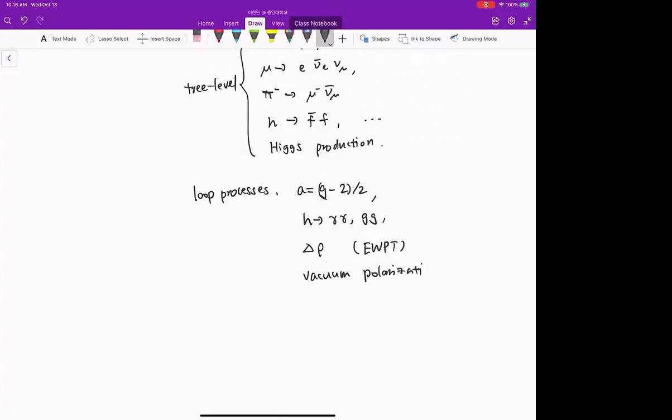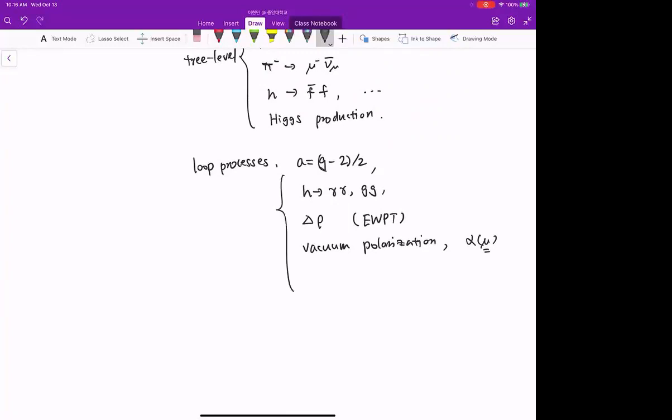So which tells you, like, a hyperfine structure constant depends on the energy scales. And also loop processes, maybe at low energy it doesn't matter, but if you go to high energy, Higgs mass, Higgs quartic coupling are also sensitive to the presence of new particles. So those are all important processes.